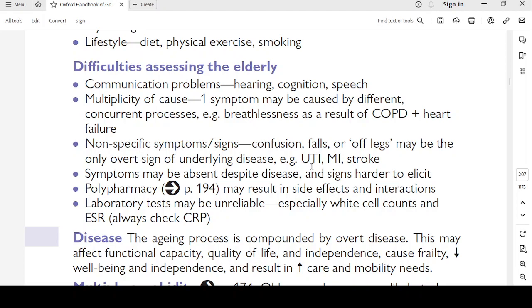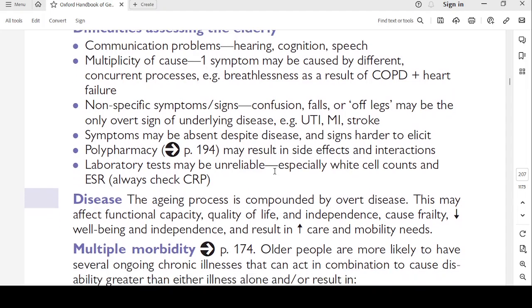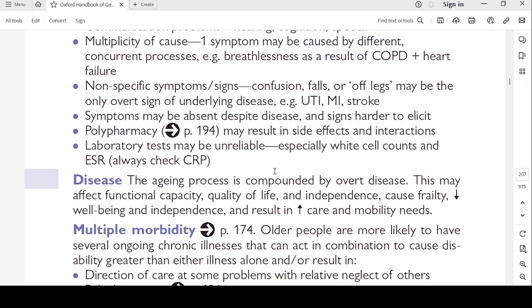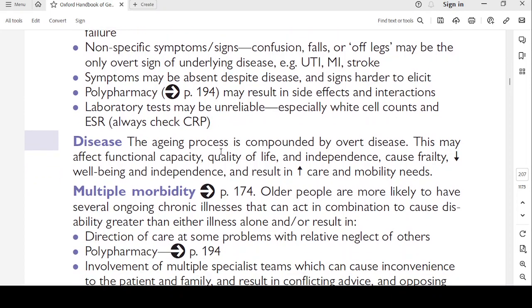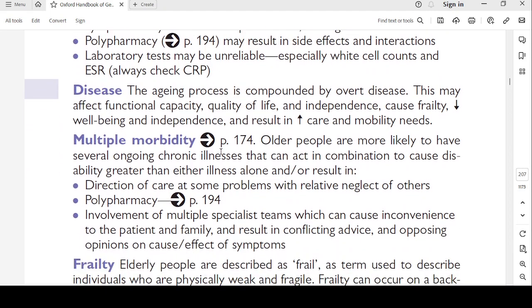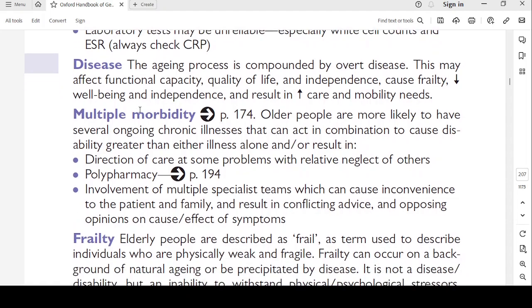Example, UTI, MI, stroke. Symptoms may be absent despite the disease and signs are harder to elicit. Polypharmacy may result in side effects and interactions. Laboratory tests may be unreliable, especially white cell counts and ESRs, so always check the CRP. Disease: the aging process is compounded by overt disease. This may affect functional capacity, quality of life, and independence and cause frailty, decrease well-being and independence, and result in increased care and mobility needs.